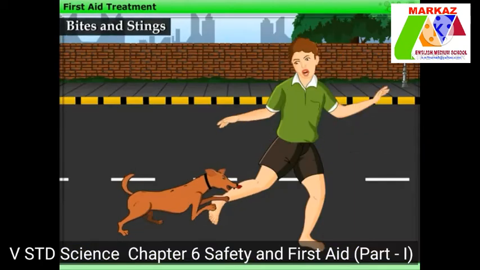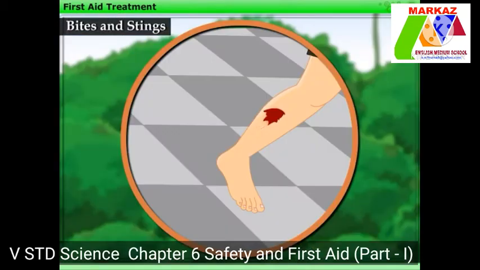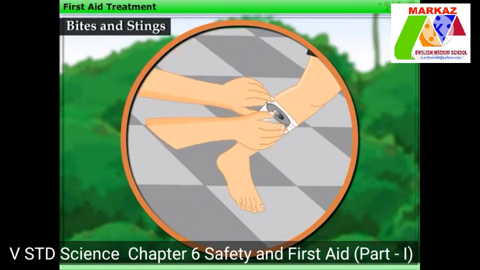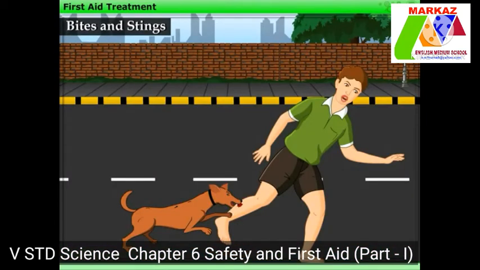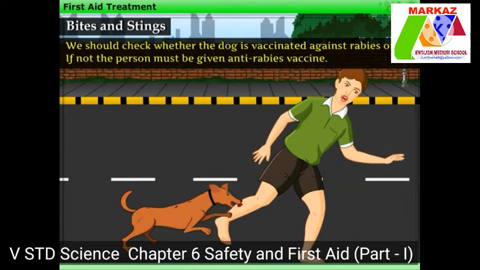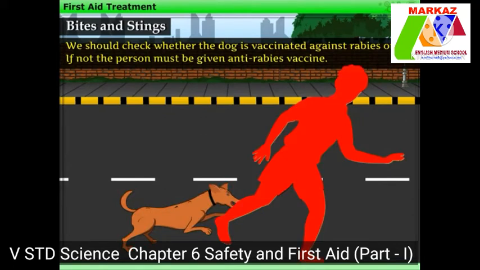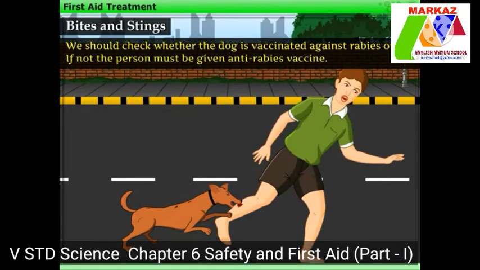For instance, if an animal, like a dog or a cat, bites someone, the wound should be allowed to bleed for some time so that the germs will flow away with the blood. Then, the wound should be cleaned with soap and water, some antiseptic lotion must be applied on the wound, and the area should be covered with a bandage. In case of a dog bite, we should check whether the dog is vaccinated against rabies or not. If not, the person must be given anti-rabies vaccine.